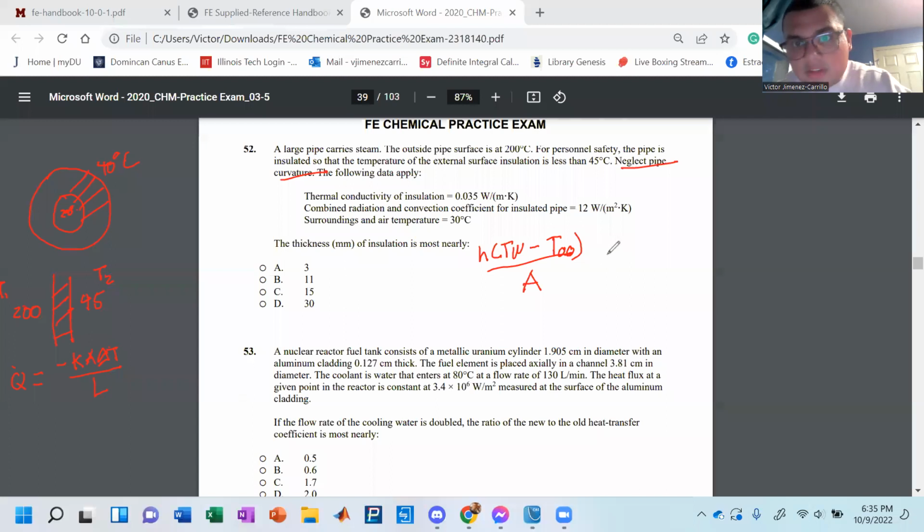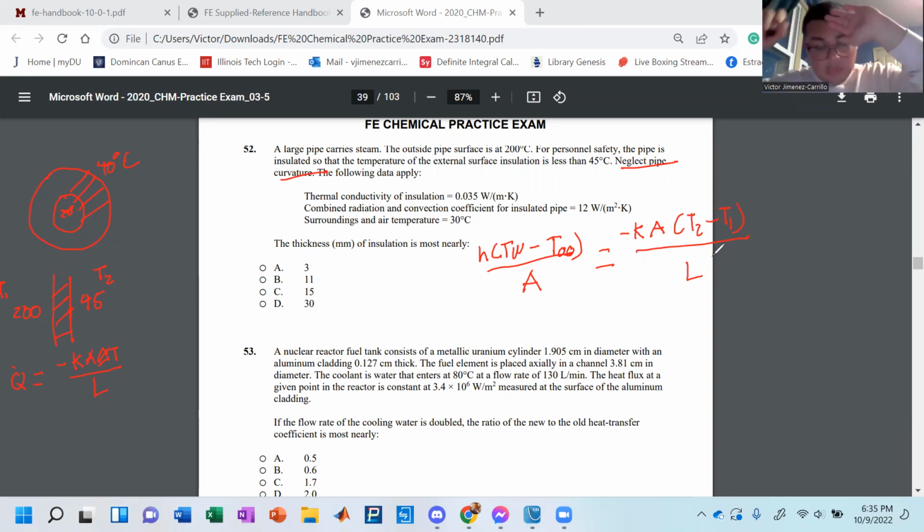Now we can sub in what we have, negative K A delta T. In this case, delta T is defined by the change in temperature in the wall due to conduction. In other words, the change in temperature between T2 and T1. So this is going to be T2 minus T1 divided by L.